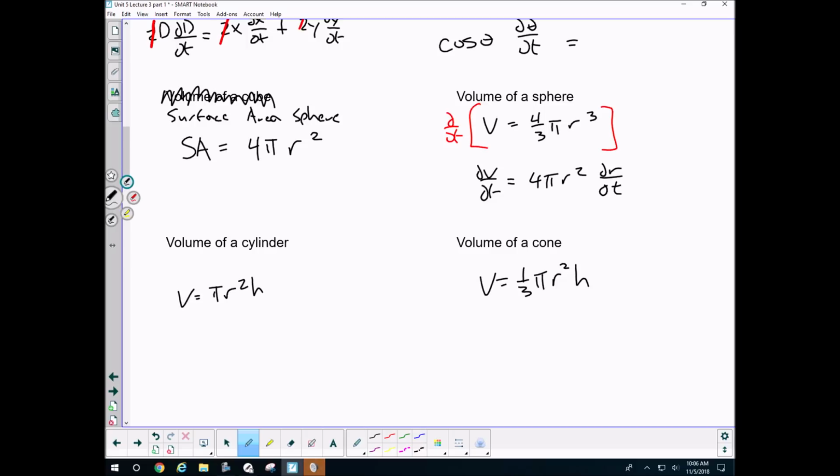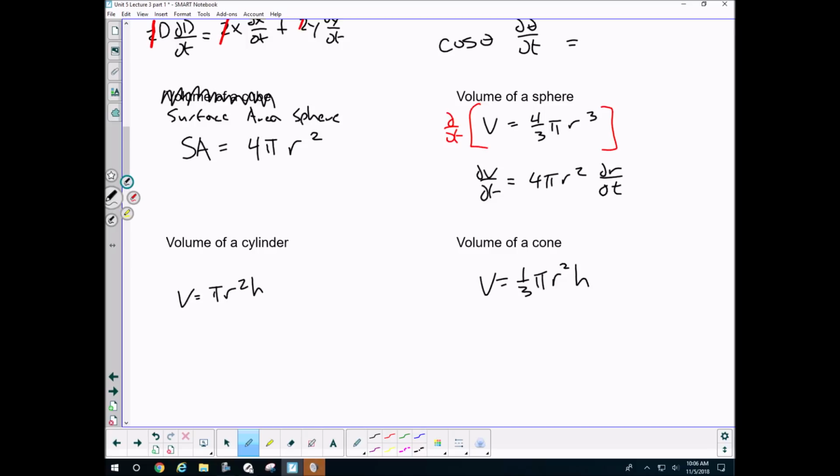Okay, so you got 4/3 pi times 3r squared. We know that 4/3 and pi are just constants. This 3 can be multiplied by the 4/3 to get us 4 pi r squared, because I'm subtracting 1 using the power rule, dr dt.